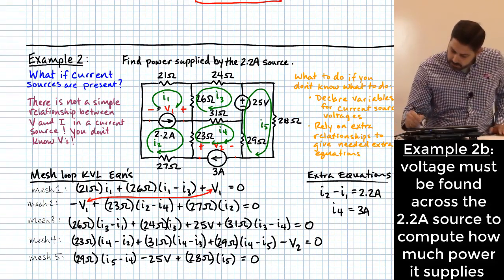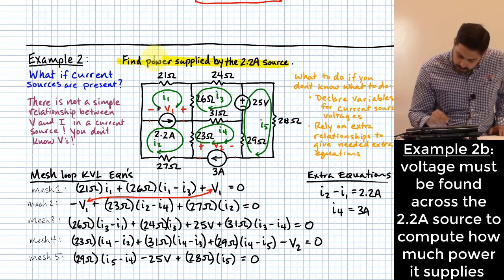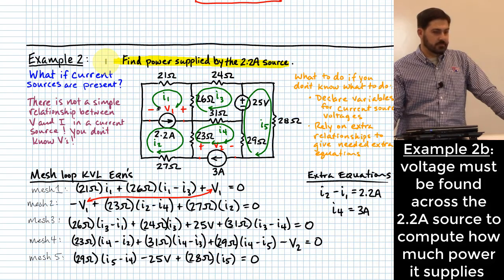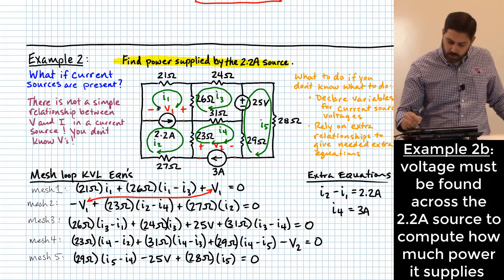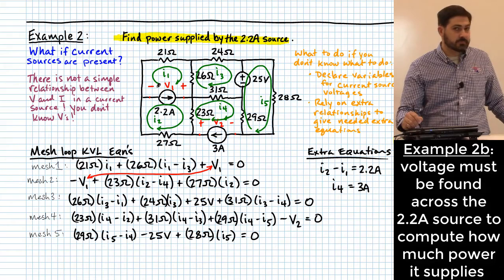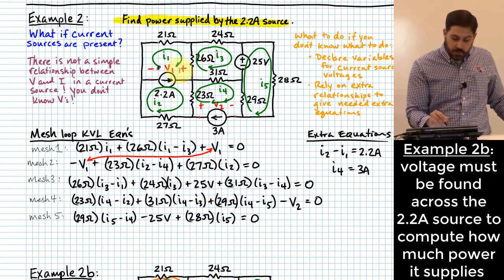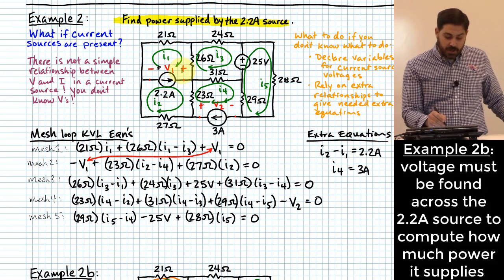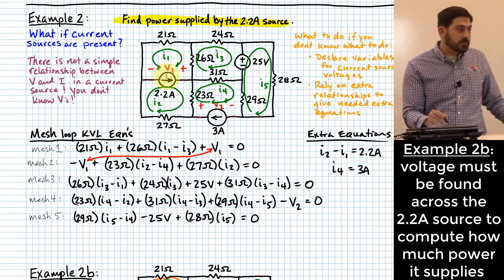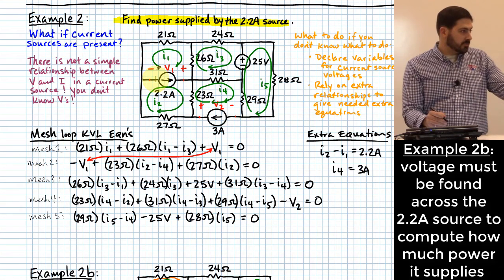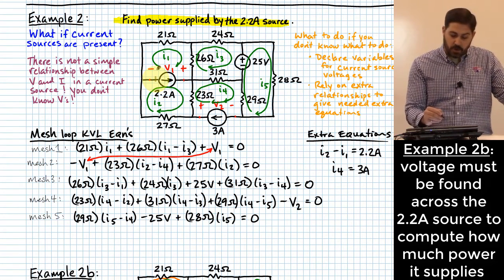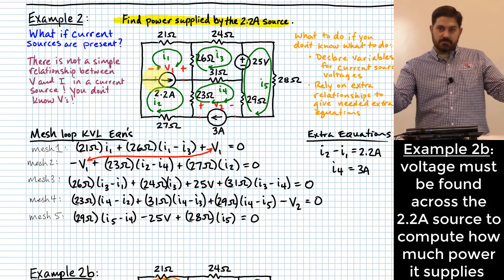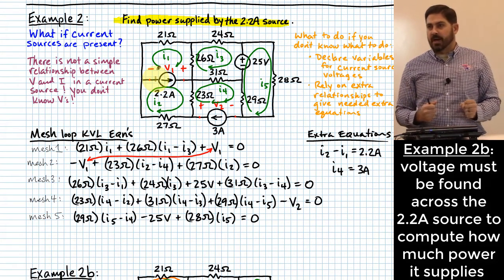Set up here, find the power supplied by the 2.2 amp source. What do I need to know to find that power? It would be real nice if I knew V1. I can also say that at the beginning I assumed it was supplying positive power. So if I come up with a number for V1 and multiply it by 2.2 amps, that gives me the power that's being supplied.